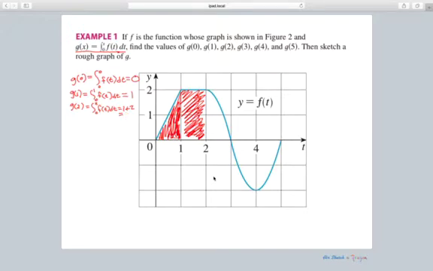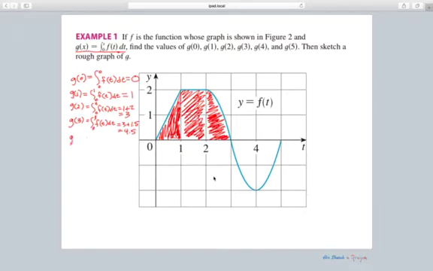Then g of 3 is the integral from 0 to 3. It's going to be that 3 plus an additional area. This one we're going to have to estimate. We can't actually do the geometry, but that's okay. That looks like an additional about 1, I'm going to say it's 1.5 boxes. So plus 1.5, that's going to be 4.5.